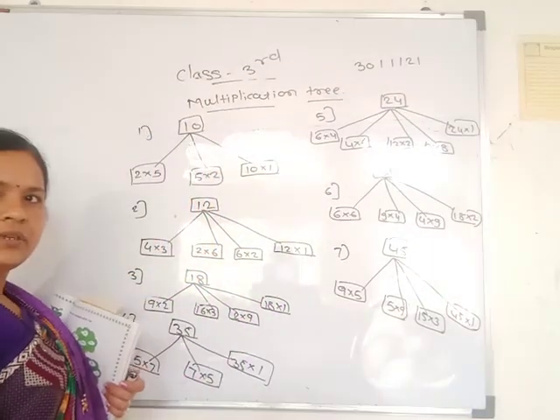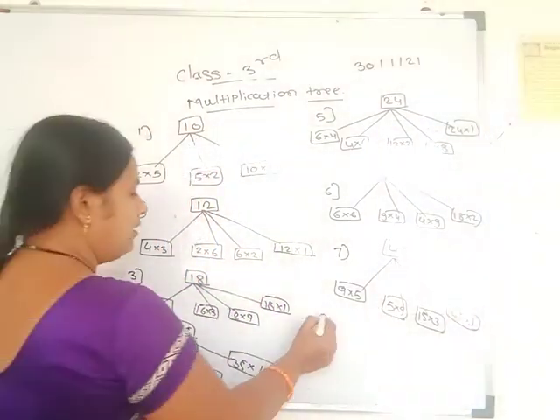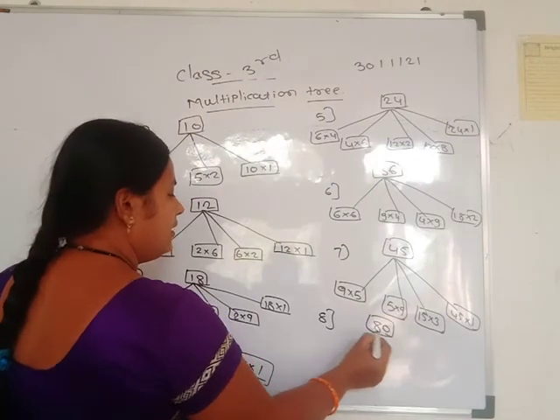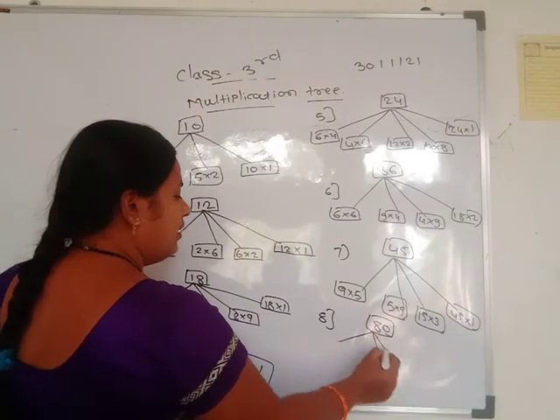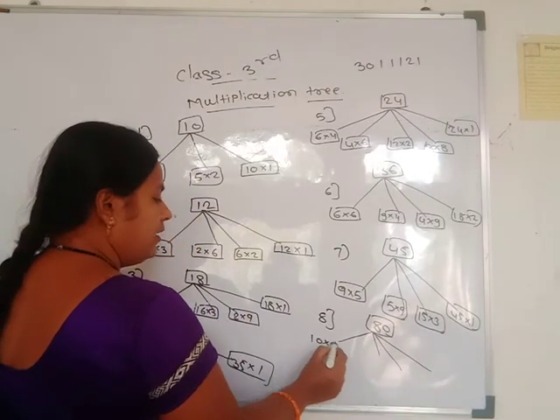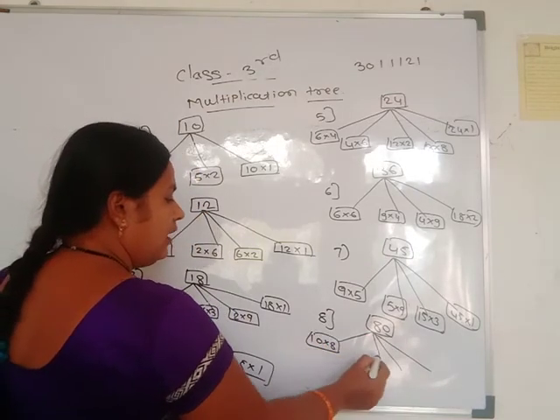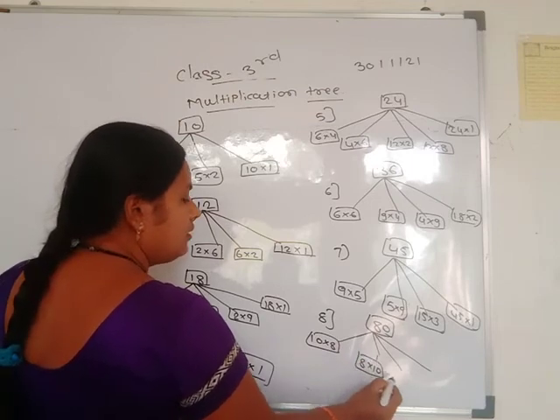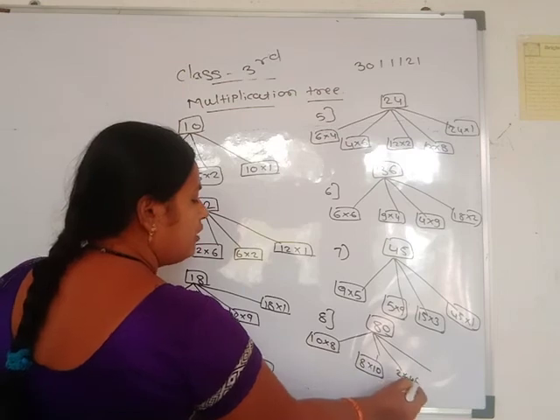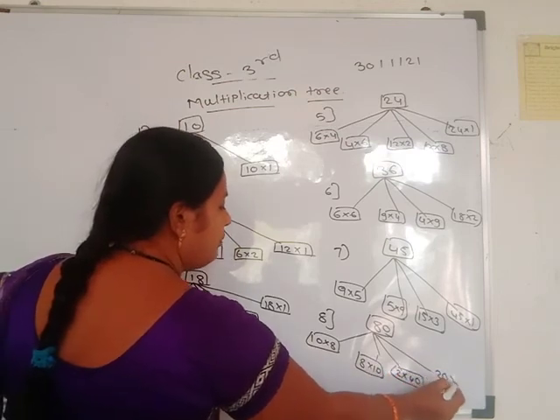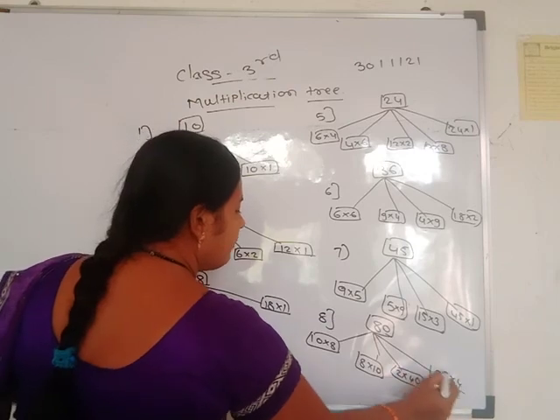Then again one number remains here, 80. Then write here the multiplication numbers. See here, 10 into 8 is 80. Okay. Again 8 into 10 is also 80. Then 2 into 40 is also 80, and 20 into 4 is also 80.